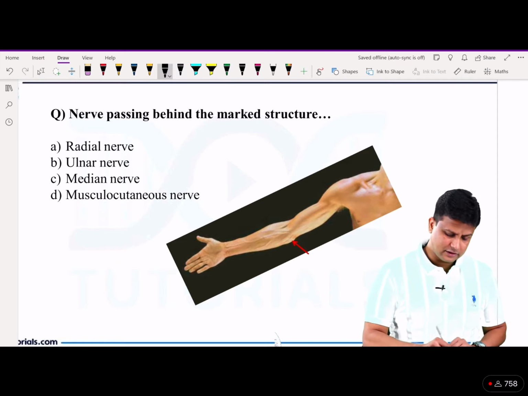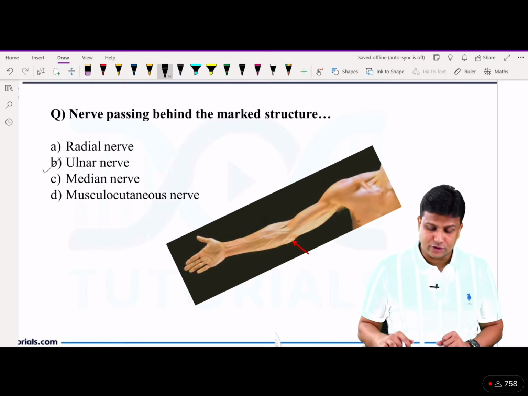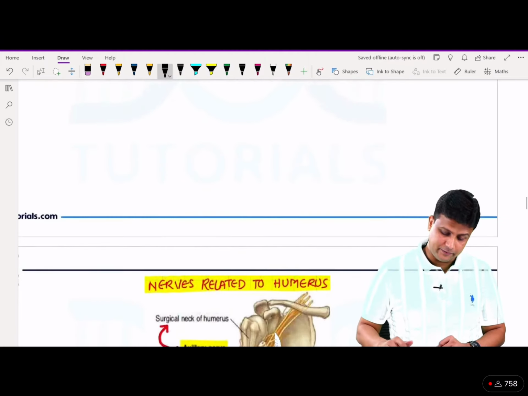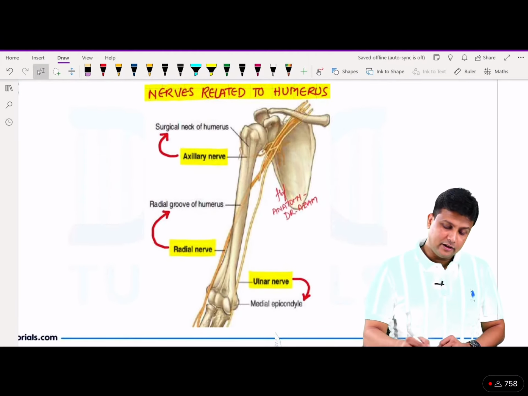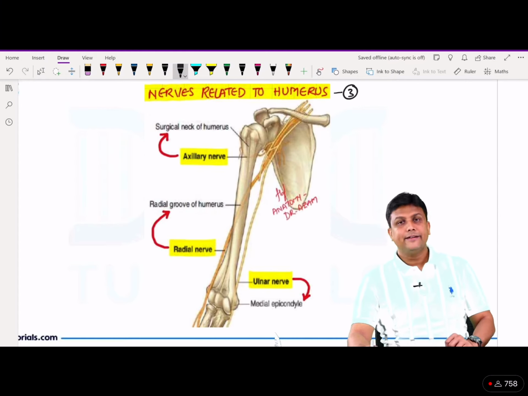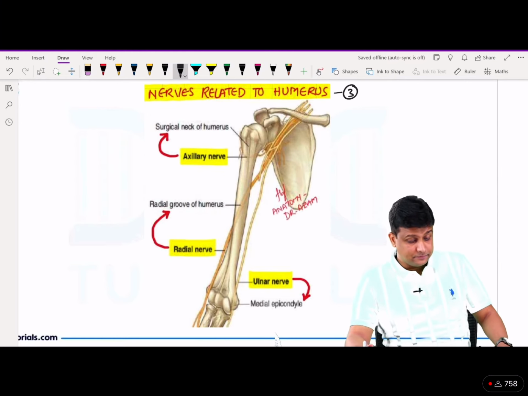By the way, I'm not concerned only about the answer for this question. Let us discuss the entire concept here. How many nerves in total are related to the humerus bone, sir? There are totally 3 nerves related to the humerus.